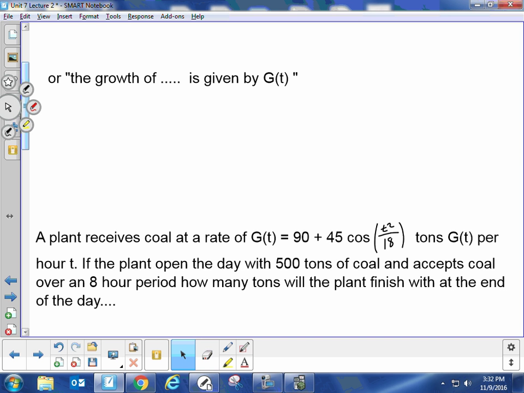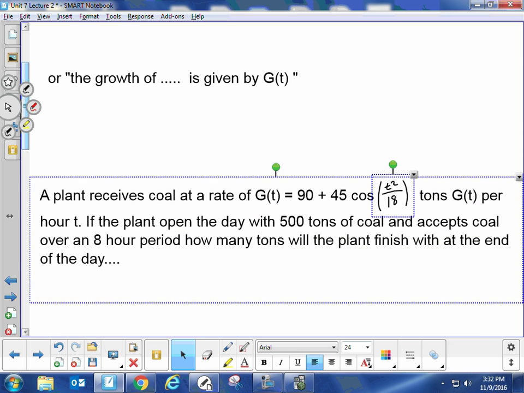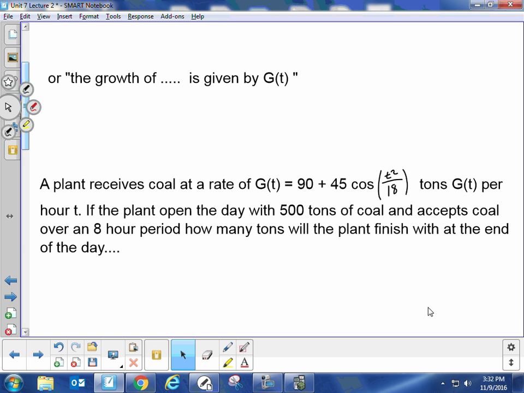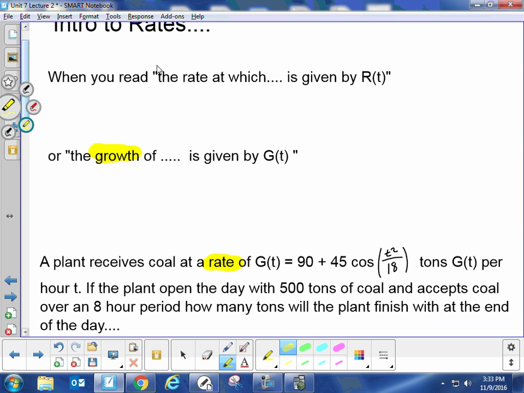Plant receives coal at a rate, G of t equals that equation, tons of coal per hour. If the plant opens the day with 500 tons of coal and accepts coal over an 8-hour period, how many tons will the plant finish with at the end of the day? Okay. It's very important that when you see the word rate or the growth, the rate, you understand that this function that they give you, that's a derivative.